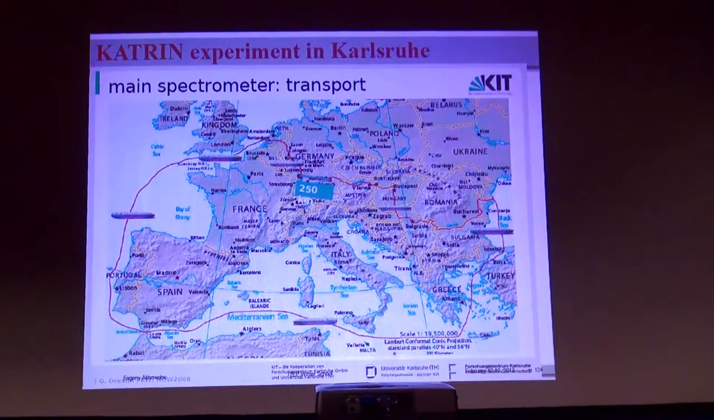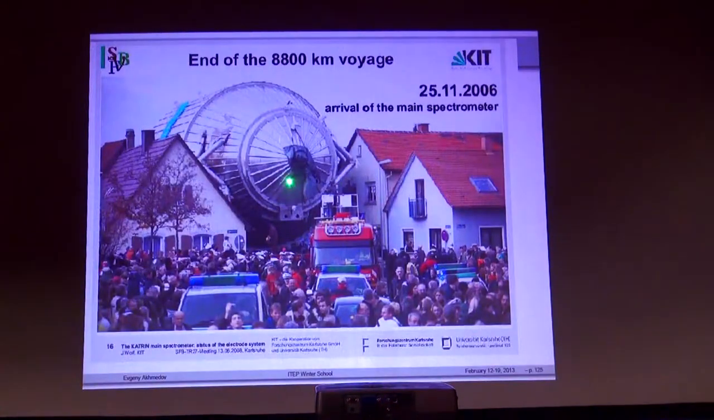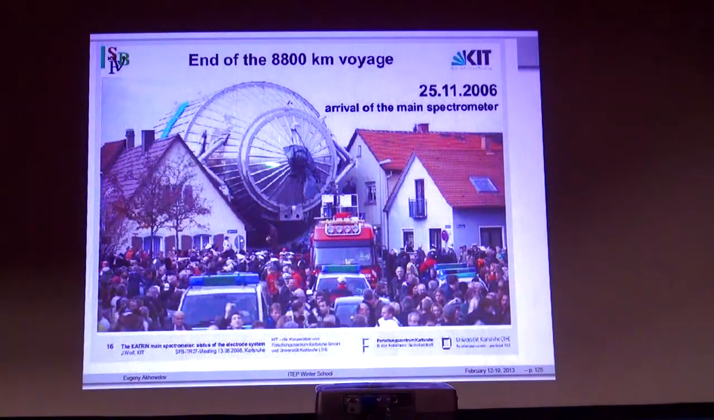And you can see the arrival of this spectrometer here. You can see how they had to calculate the distance between the houses in order to actually deliver this spectrometer to Karlsruhe. And in one of the small cities near Karlsruhe, I was told that they had to dismantle the tram line. The power cable had to be removed from the tram line in order to bring this spectrometer to Karlsruhe.